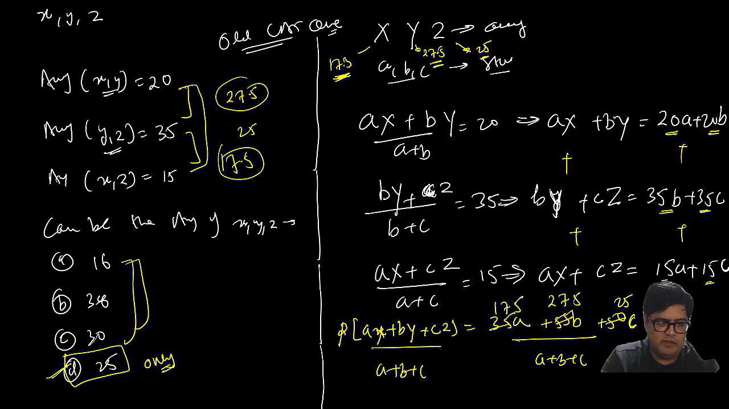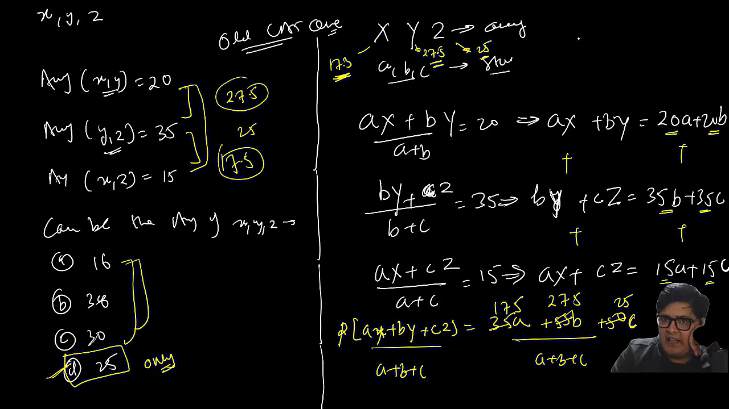Very nice. Old CAT question modified. This lower part, I simply divided by a plus b plus c.